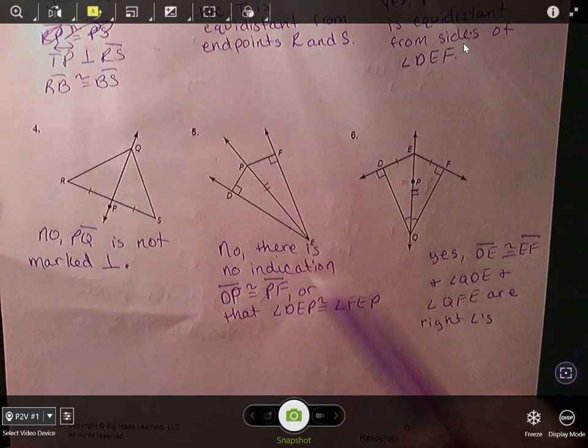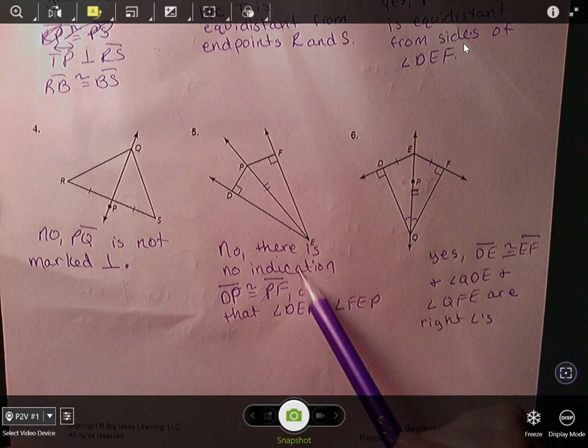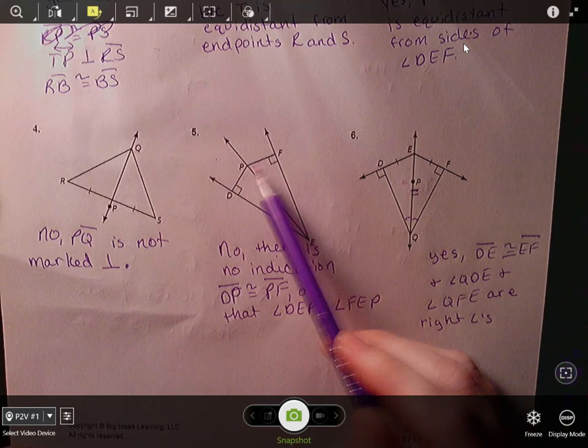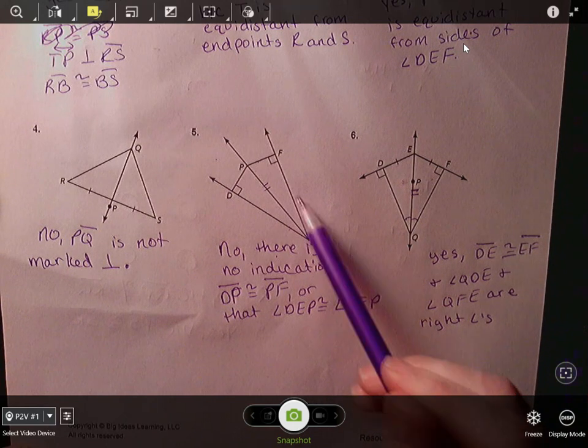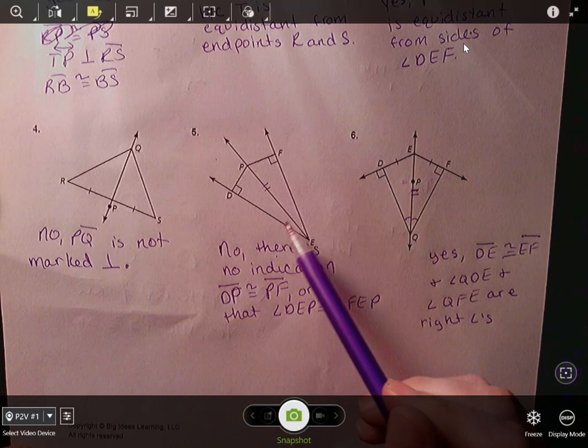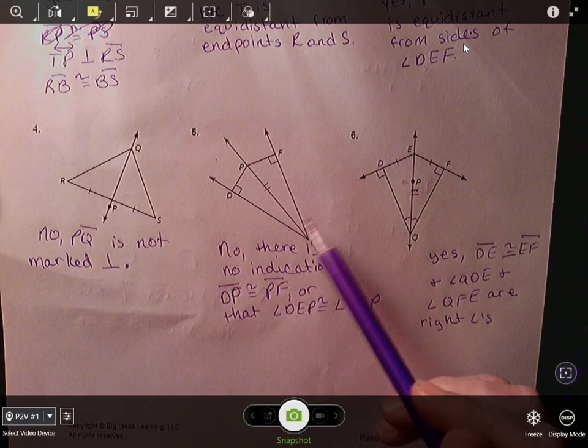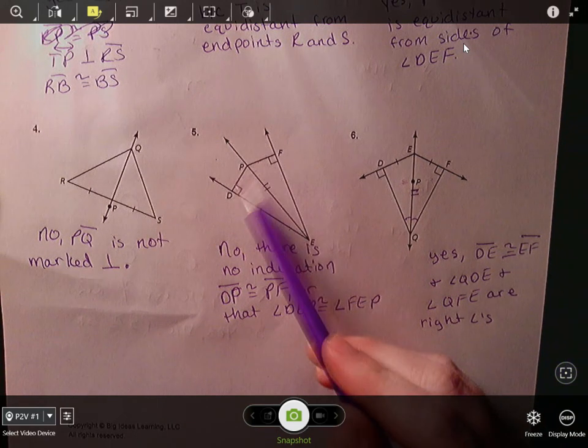On number 5, no, because there's no indication that DP and PF are congruent. There's also no indication that angle DEP or FEP are congruent. You would need at least one of those to be marked. You would either need the angles to be marked or these sides right here to be marked.